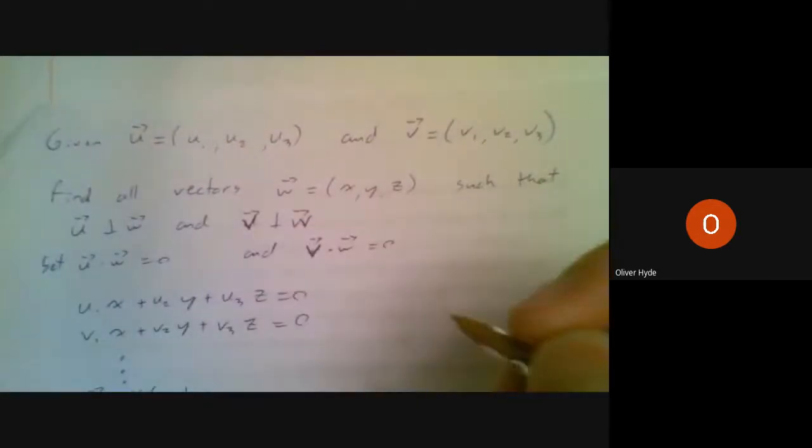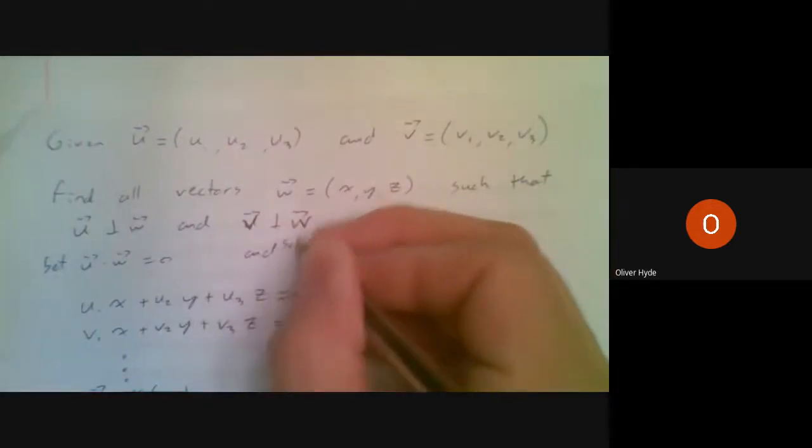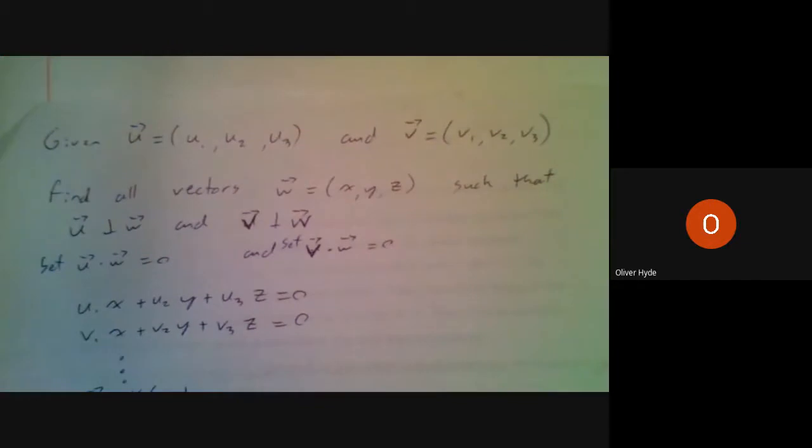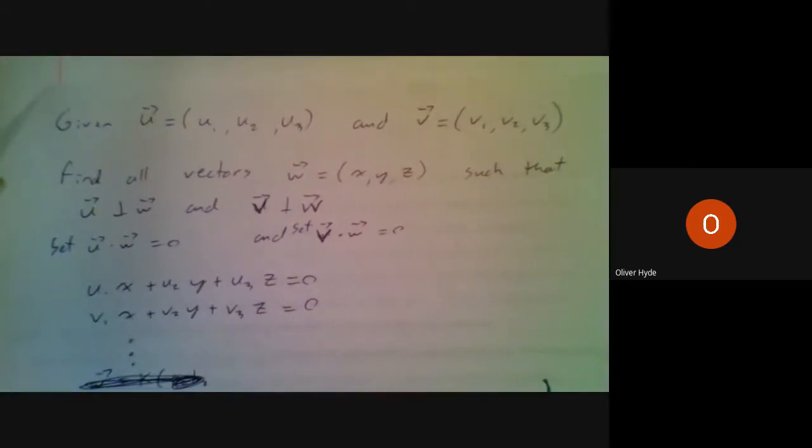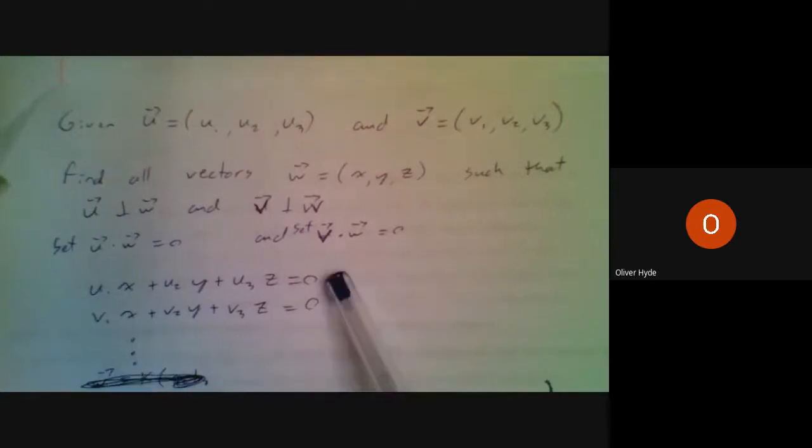So the way that we do that is with the dot product. We set u dot w equal to 0 and set v dot w equal to 0. So here's my dot product. The dot product is going to be the sum of the products of corresponding components of the vectors. I set that product equal to 0 and this product equal to 0.